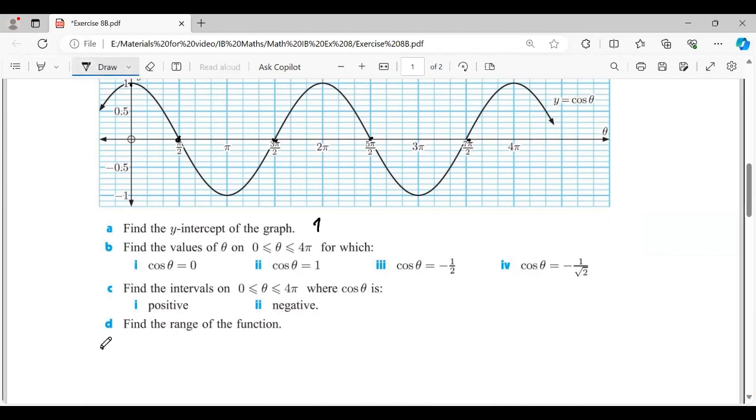So the answers for B1 are pi over 2, 3 pi over 2, 5 pi over 2, and 7 pi over 2.